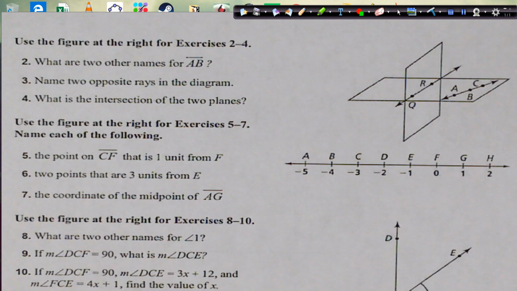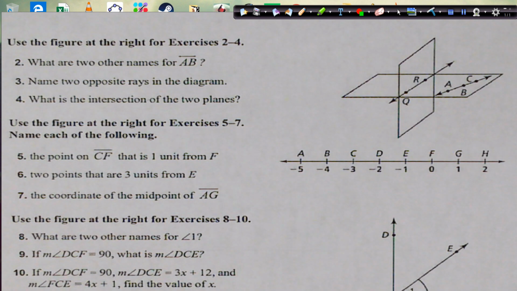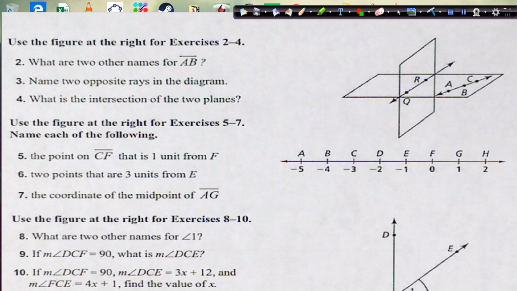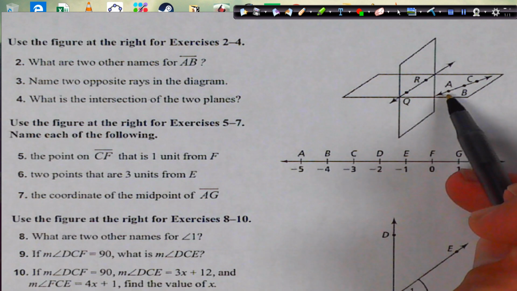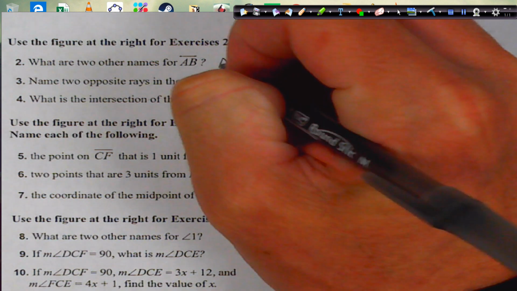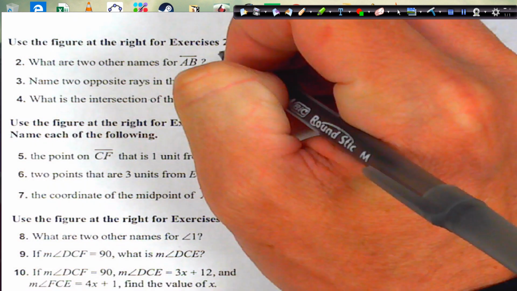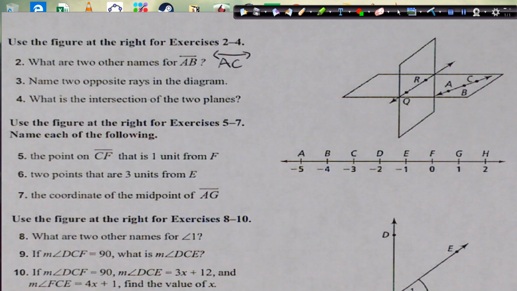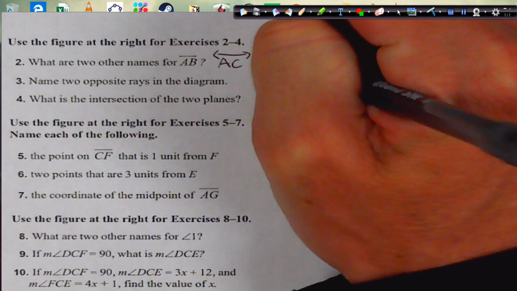And here we go. What are two other ways to name line AB? Hard to see, but there's actually arrows on both sides, so this is a line we're talking about. So AB is right here. Another way we can name AB is we could say AC. Again, we'd have to put arrows on both sides because it is a line. We could also just do BA, just switch those two letters. Or we could also even say BC.